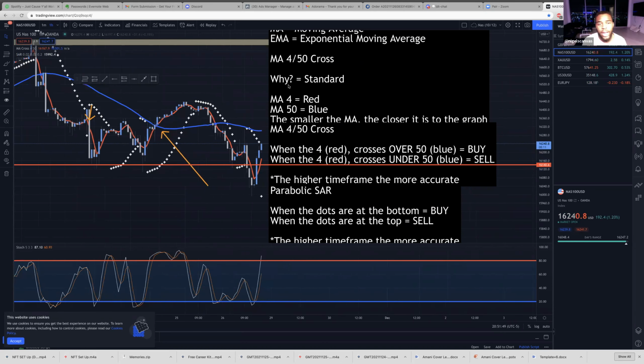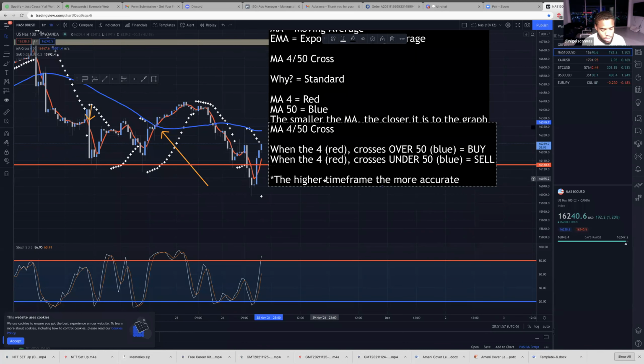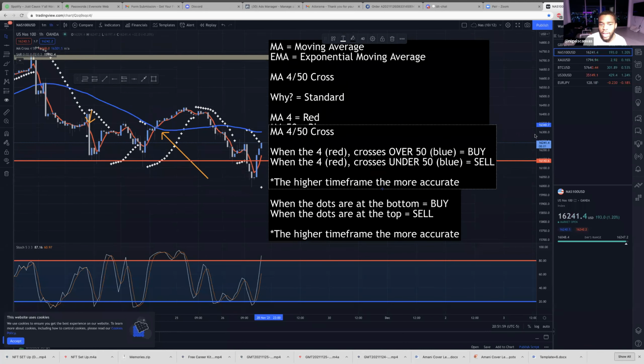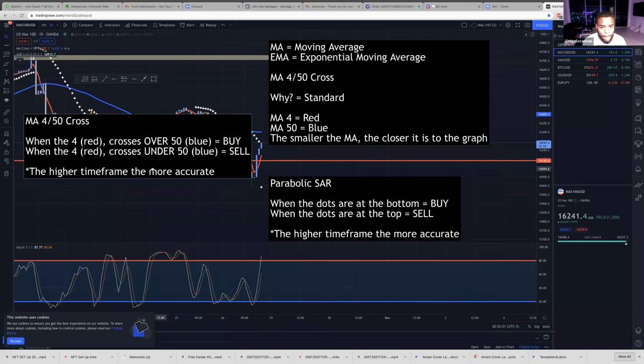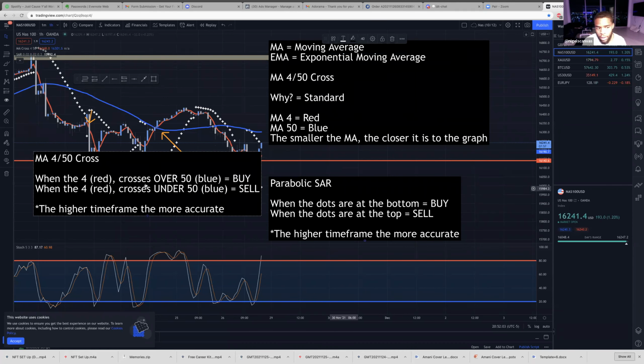So everybody at this point should know how to work the 4-50, should know how to work the parabolic SAR, and should know how to work the stochastic. Let me give you guys a second to screenshot that if you need it. Going over everything: 4-50 cross, red goes over 50 buy, red goes under 50 sell. Higher time frame, more accurate. Smaller MAs are going to be closer to the graph.